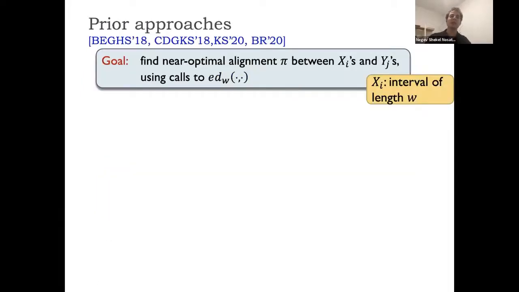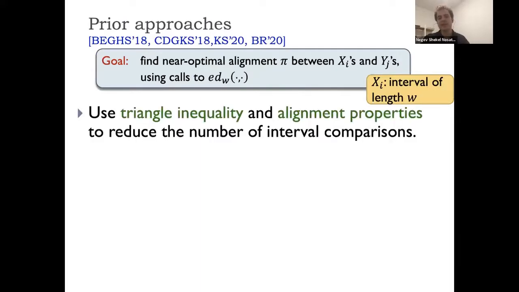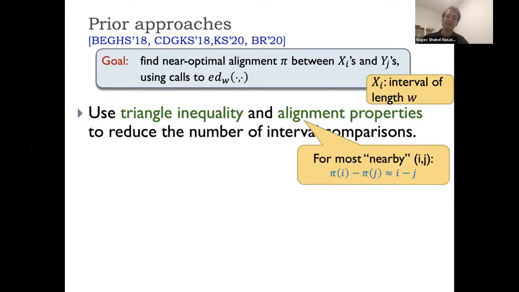And let's talk a bit about prior approaches. What did they do to obtain the subquadratic time? They have 2 high-level ideas. One of them is to use the triangle inequality, and the other is to use some alignment properties to show that one can reduce the number of interval comparisons. The interval is simply, we call the substring of length w an interval. And indeed, this helped them. And the alignment properties, what I mean is that for nearby i's and j's over the x-axis, also pi of i and pi of j will be nearby, right? So we expect nearby elements to appear nearby in both axes.